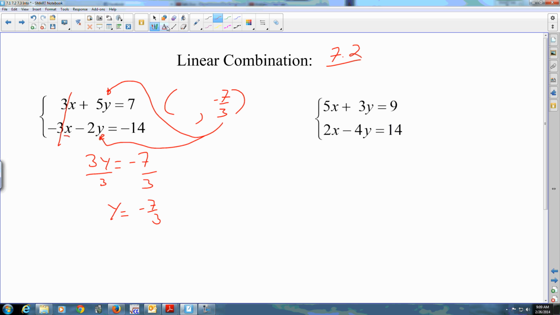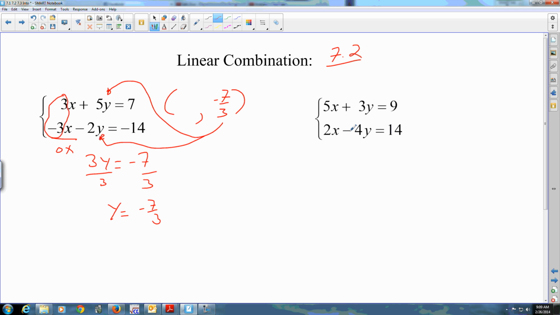Okay? What has to happen in order for linear combination to work is that when you add these together, one of the variables must go away. So in order for that to happen, look at the coefficients on those variables. They have to be the same number but opposite in sign. So looking at this one, none of the variables have coefficients that are the same number opposite in sign. So what you have to do is get them to become the same number opposite in sign.